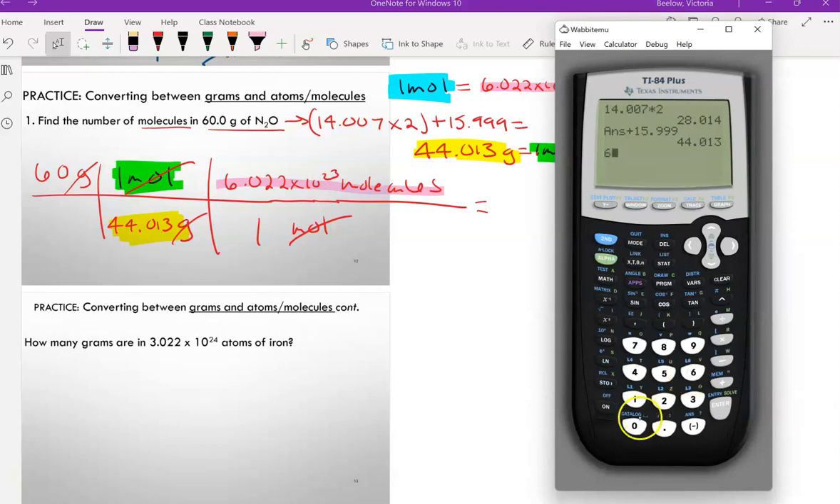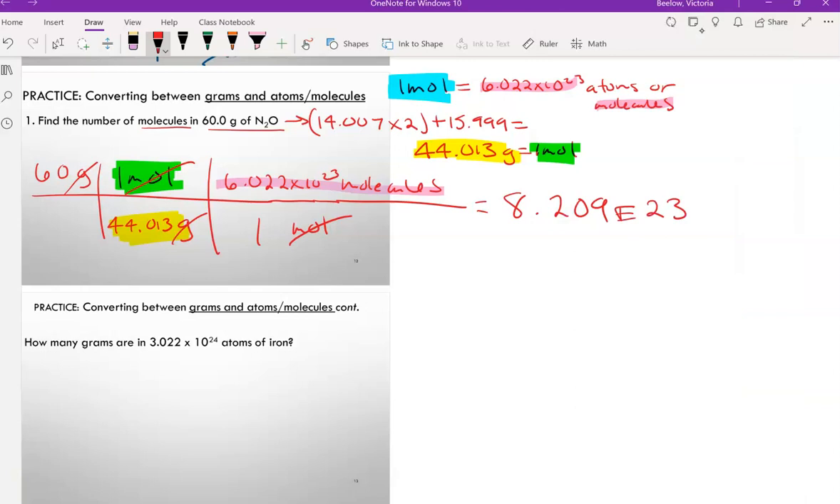So now I have to multiply everything in the top. So 60 times Avogadro's number, times 1, 6.022, E23, enter. And we're going to divide it by what's in the bottom, 44.013 times 1. So, excuse me, significant figures, 8.209 E23 is fine. You could write this as times 10 to the 23rd molecules. Okay, so basically we're just combining the two types of picket fences we were doing before into one problem, just making it a longer picket fence.